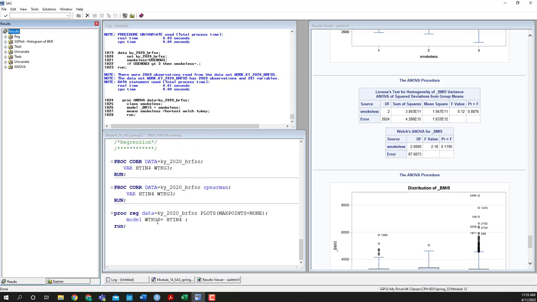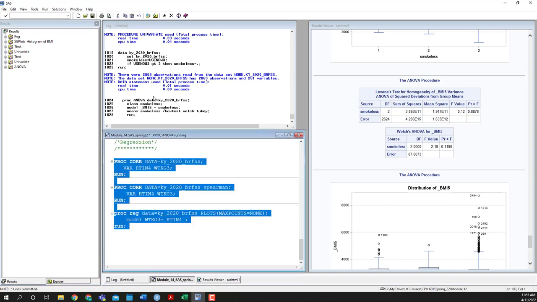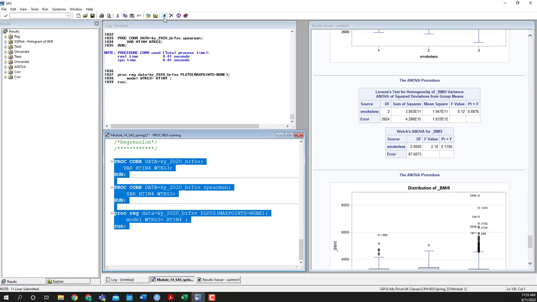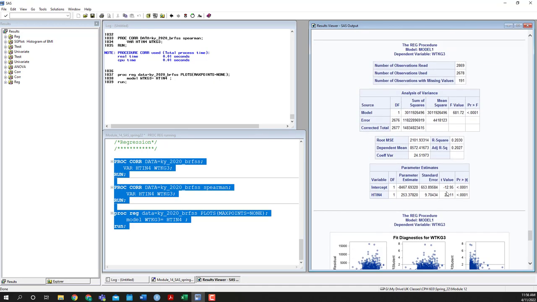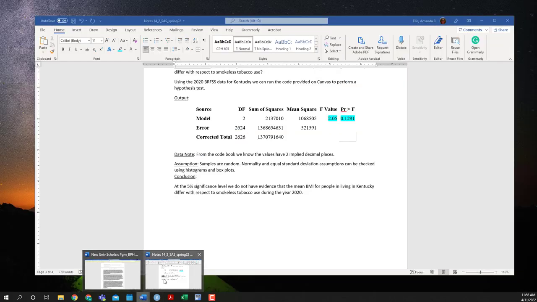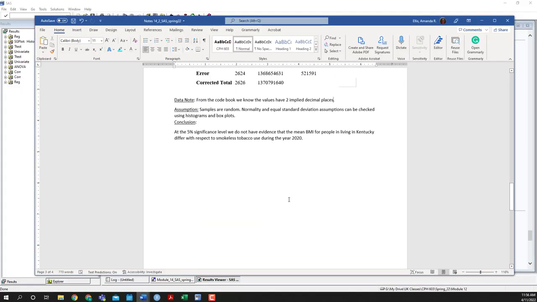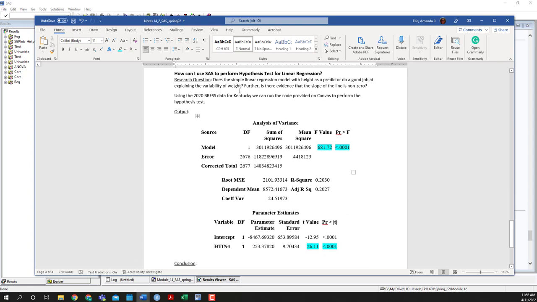You've actually seen all of this before, so we're going to run these. Now, before we primarily just focused on getting the scatter plot and the line, we didn't focus on these results. And so, for example, let's say we wanted to answer the question, does the simple linear regression model with height as a predictor do a good job at explaining the variability of weight? And further, is there evidence that the slope of the line is non-zero?